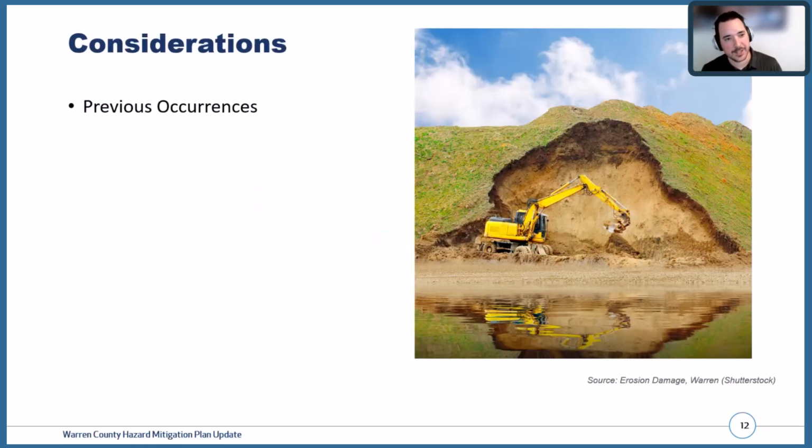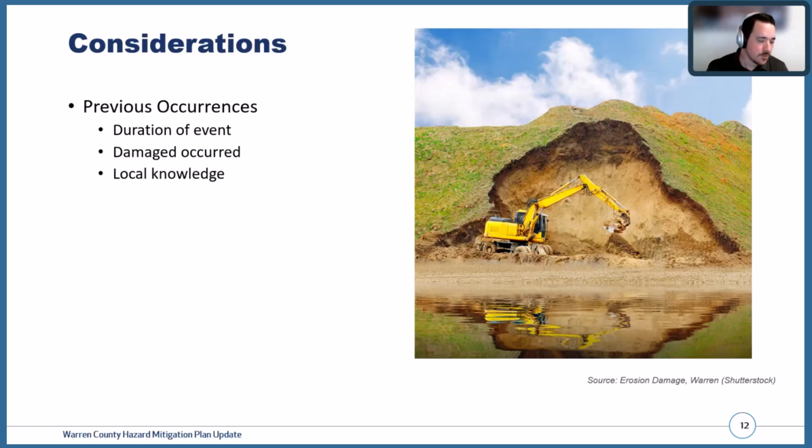And looking at the considerations, again, we want to look at previous occurrences. Has this happened before in the past? And how long the event impacted, from how long it hit. Say you have a flood event that took over 2 days, and then it took a year to recover from. Those are all things that have to be considered. What type of damage occurred based on that event? And then the local knowledge.